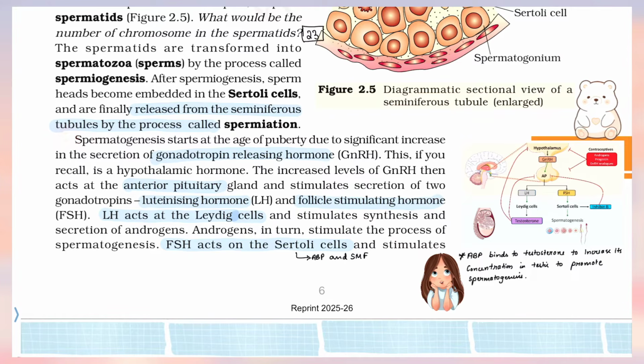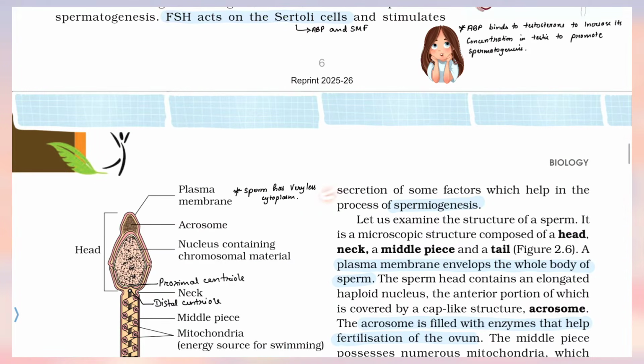Spermatogenesis starts at the age of puberty due to a significant increase in the secretion of gonadotrophin-releasing hormone, GnRH. This, if you recall, is a hypothalamic hormone. The increased levels of GnRH then act at the anterior pituitary gland and stimulate secretion of 2 gonadotrophins, luteinizing hormone LH and follicle-stimulating hormone FSH. LH acts at the Leydig cells and stimulates synthesis and secretion of androgen. Androgen in turn stimulates the process of spermatogenesis. FSH acts on the Sertoli cells and stimulates secretion of factors which help in the process of spermiogenesis.